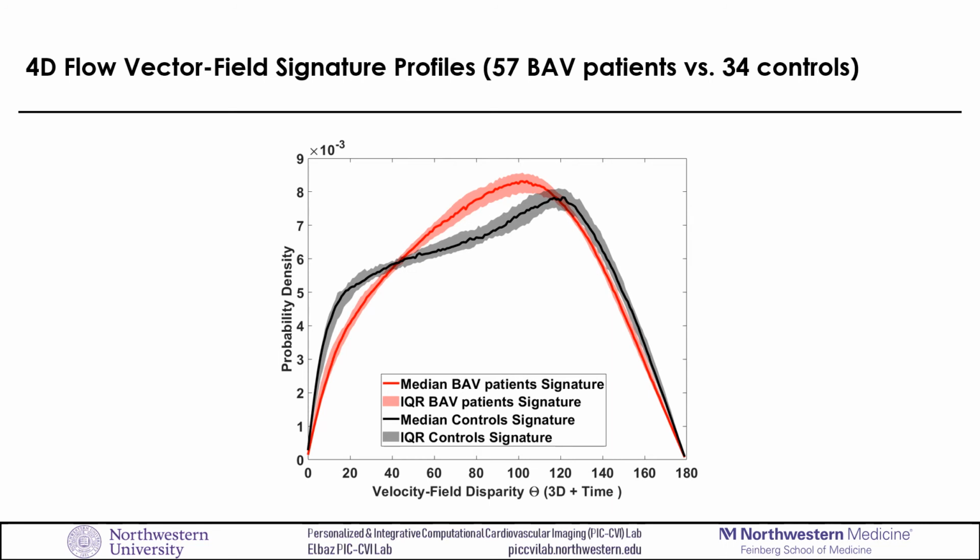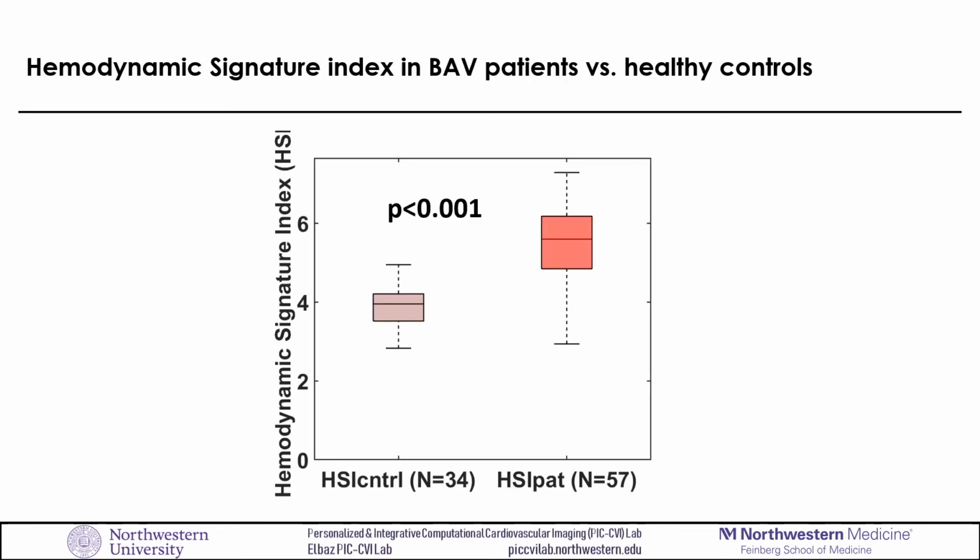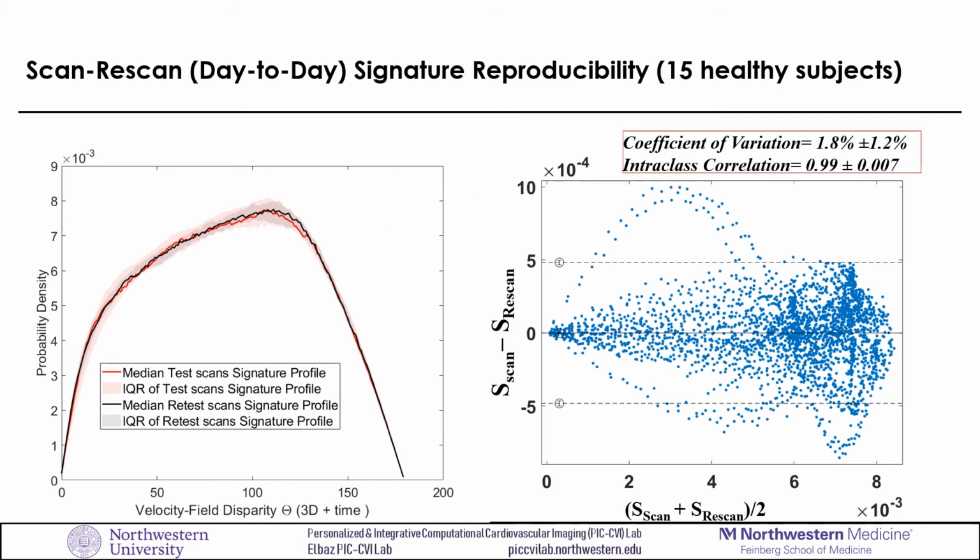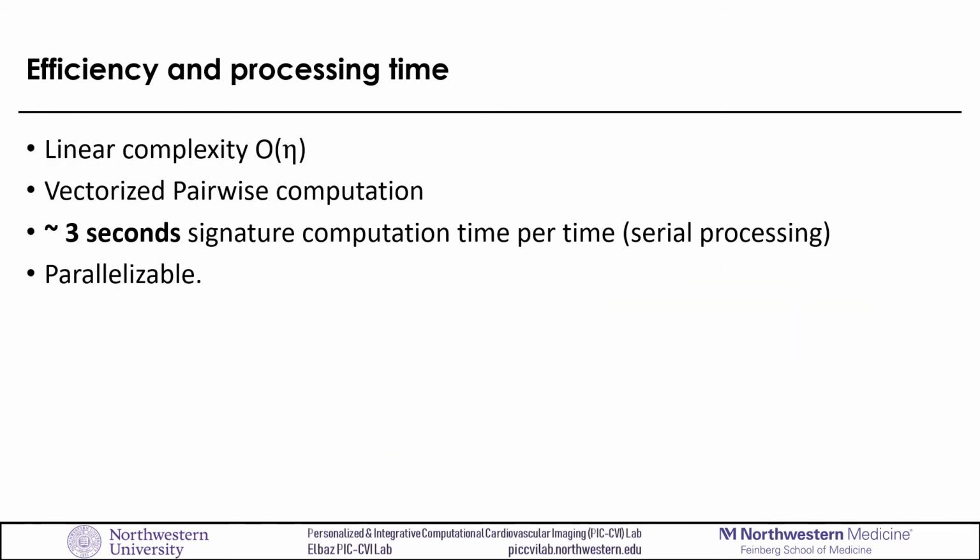Our method also showed a clear difference in the profiles of patients, in red, compared to the healthy controls, in black, characterized by increased levels of higher values of theta, or angular dissimilarity. The densities of these were higher in the patients, which corresponds to more heterogeneous vectors in these patients compared to controls. We also saw higher levels of the hemodynamic signature index in patients compared to controls. We also see an excellent scan-rescan, almost perfect agreement in this signature comparison.